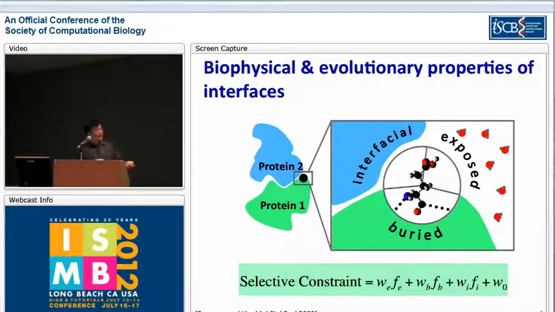We can also quantify its evolutionary properties and build models which relate the evolutionary properties of these sites back to biophysical properties and microenvironments of these sites. And this is also very important. So you can do this not just for one protein, but across the entire proteome. And I think that's a very powerful thing to have.